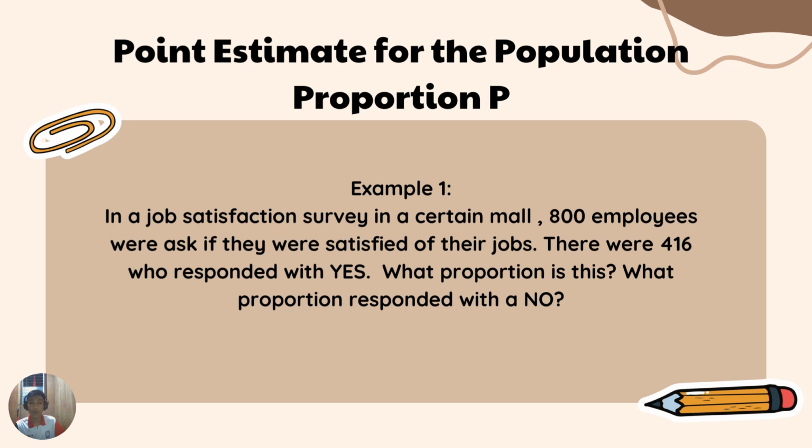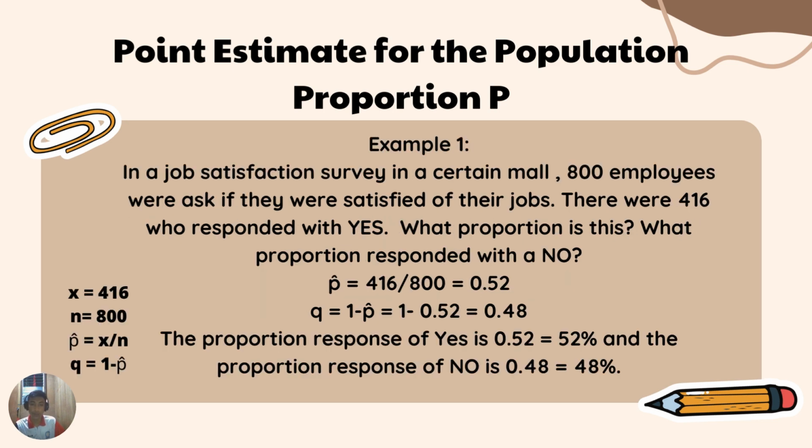Now let's proceed to our first example. In a job satisfaction survey in a certain mall, 800 employees were asked if they were satisfied with their jobs. There were 416 who responded with yes. Now the question is, what is the proportion, and what proportion responded with a no? So in this problem, we need to answer this.